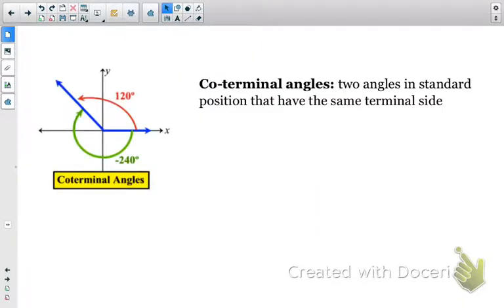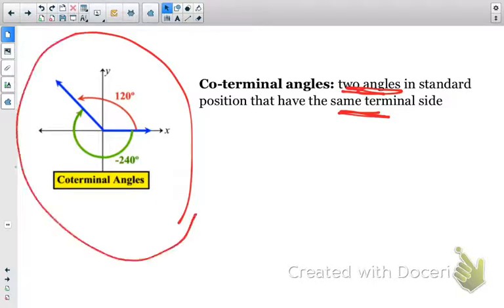So like I just said, coterminal angles are two angles in standard position that have the same terminal side. Remember, in standard position, you have your initial side on the x-axis, and the terminal side is just somewhere else. So let's look at this little example over here.